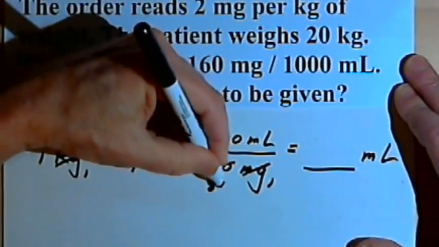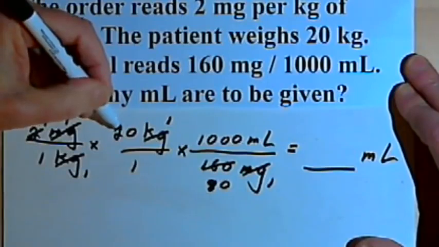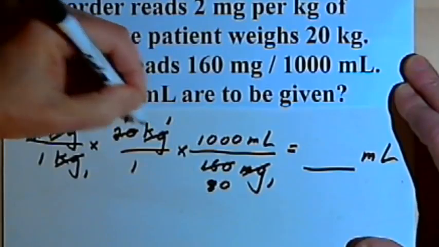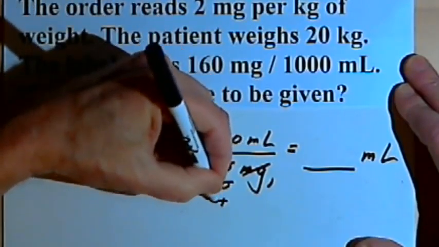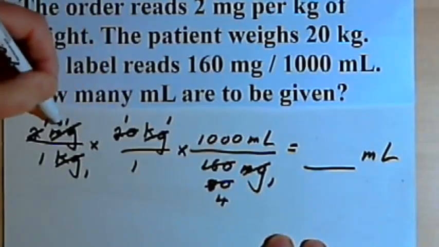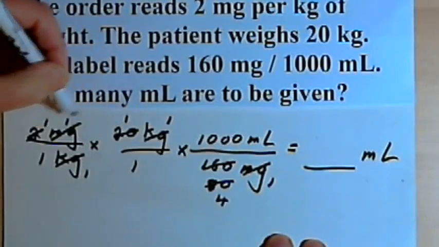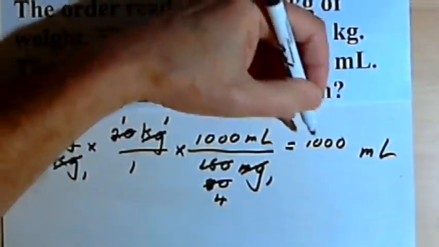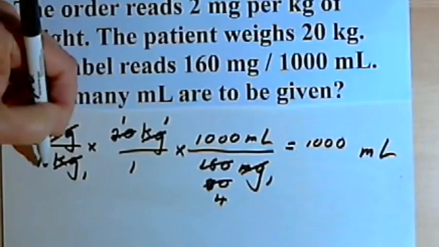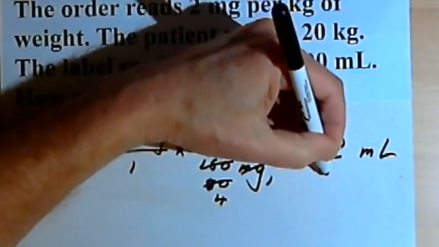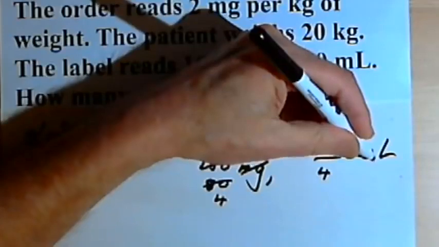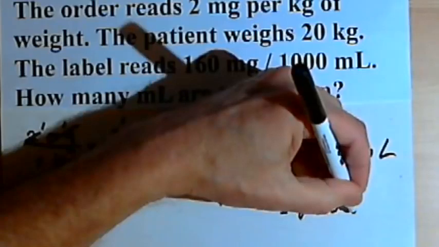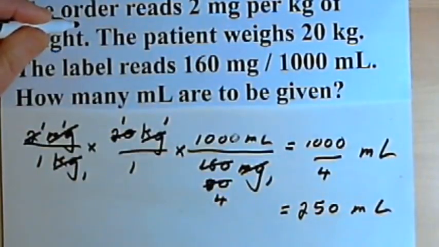160 divided by 2 is 80. I've got 20 in the numerator and 80 in the denominator. We can divide both of those by 20. So the 80 divided by 20 will just become 4. And now let's multiply across and see. I've got 1 times 1 times 1,000 milliliters. So that's 1,000. The milliliters is written in. And for the denominators, I've got 1 times 1 times 4. So that's 1,000 over 4 milliliters. And that fraction will simplify down to 250 milliliters.